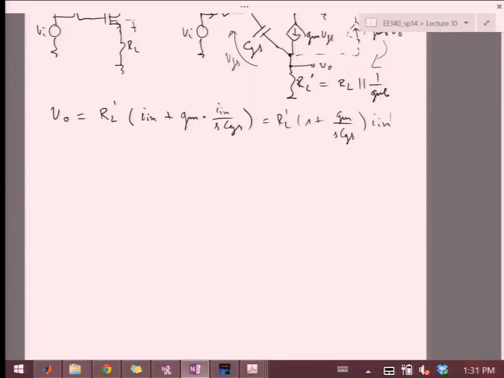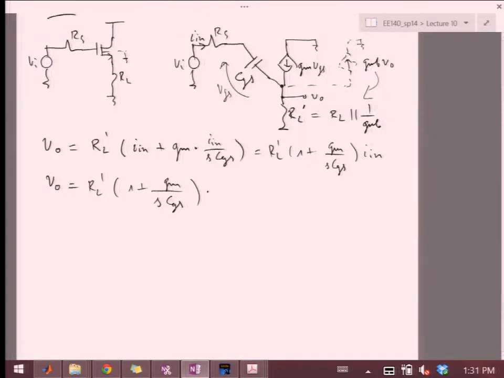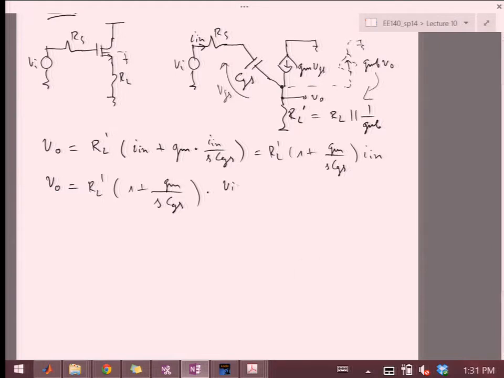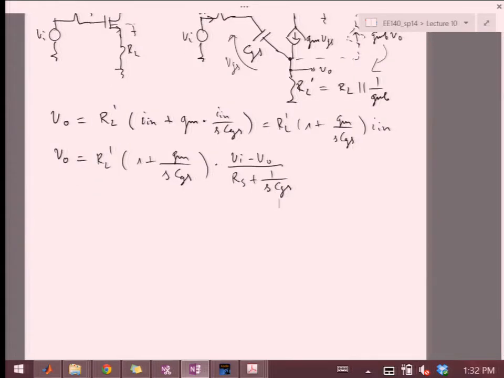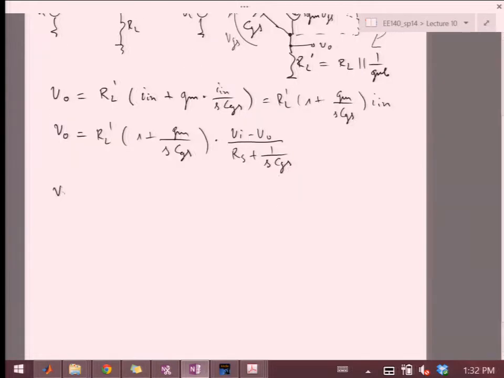So I can write it as RL prime times 1 plus GM over SCGS, times I in. And then we can write out what the I in is, which is V in minus V out, divided by the series impedance of RS plus 1 over SCGS. Again, from here we can now have a V out, V in relationship with a little bit of algebra.